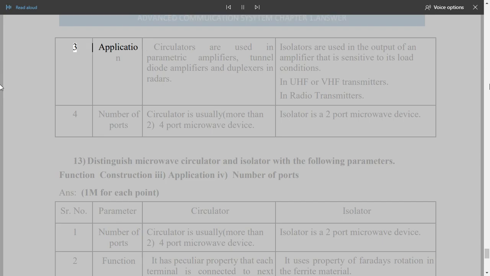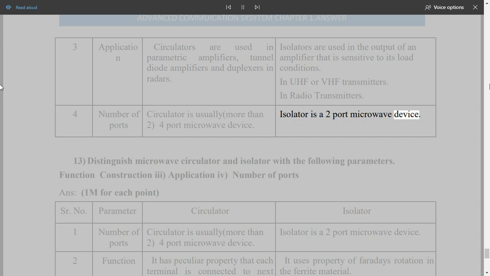3. Application. Circulators are used in parametric amplifiers, tunnel diode amplifiers and duplexers in radars. Isolators are used in the output of an amplifier that is sensitive to its load conditions, in UHF or VHF transmitters, in radio transmitters. For the number of ports, circulator is usually a more than 2 port microwave device. Isolator is a 2-port microwave device.